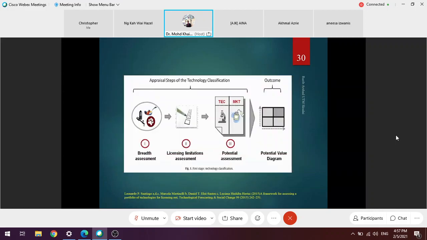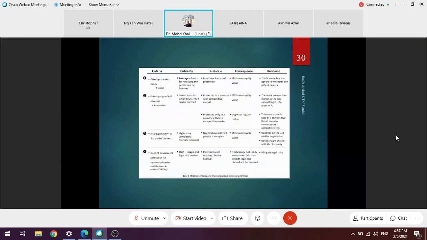So this is the appraisal step of technology classification. We have the breadth assessment, licensing limitation assessment, potential assessment, and we do the potential value diagram. But I will not focus on this one in depth, right?